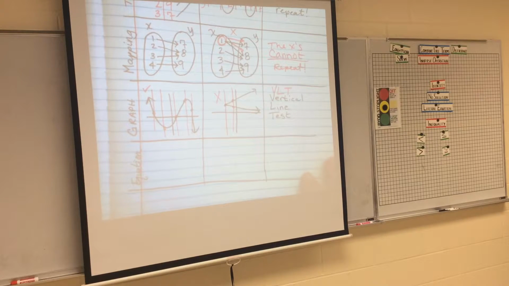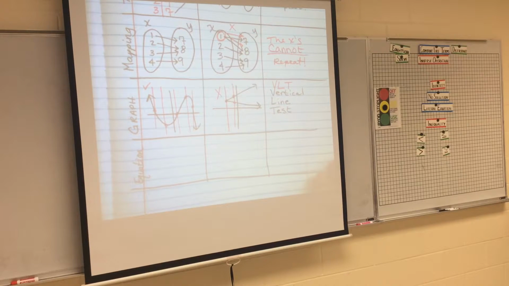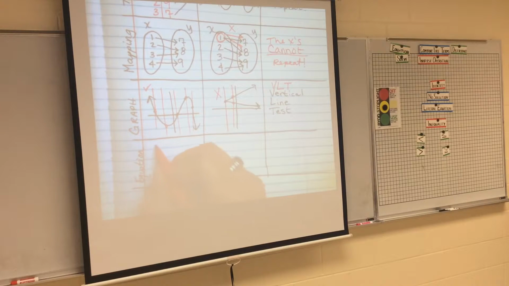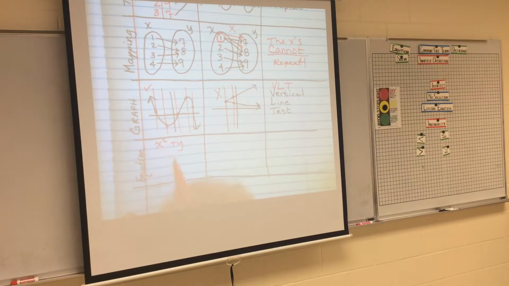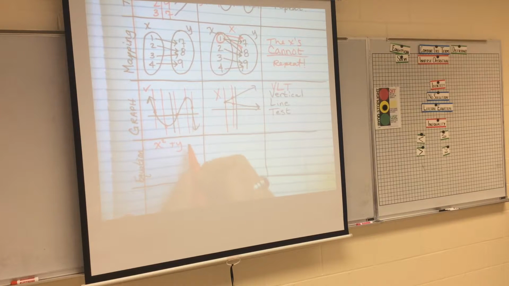All right. Let's see. What if I had, I'm going to change it, Jasmine, so it's not going to be the same equation you've got. I'm going to change it a little, just because I'd like to try something different. What if I had x squared plus y equals 7.